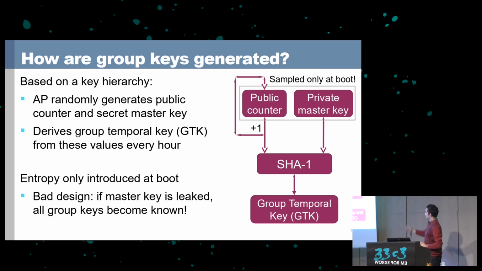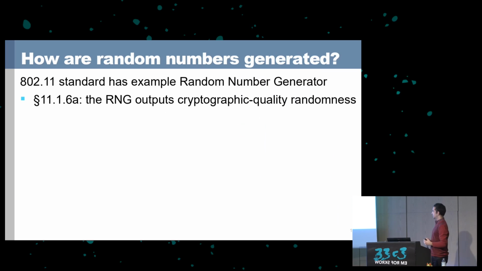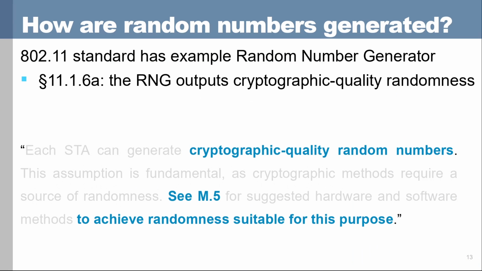So now we know that if we can predict these two values, we can derive our group key. The next question is, how are these random numbers generated? Again, the Wi-Fi standard provides us with an answer because it suggests an example random number generator. If you read the standard, it sounds quite promising because it says the RNG should generate cryptographic quality randomness. To quote it in detail: a station must be able to generate cryptographic quality random numbers, and you can look in the appendix at section M5 to see how you can achieve this.